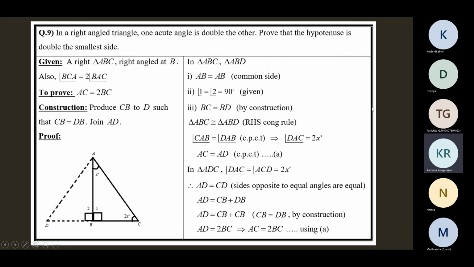So with this, we conclude this chapter, congruent triangles. We'll continue with Heron's formula. I'm sending another link, children, for Heron's formula. Please leave this meeting. I'll share another link. Join the meeting again using that link. All right?